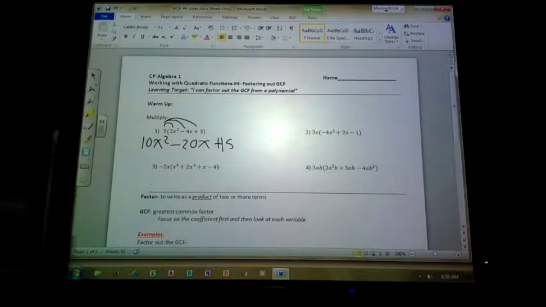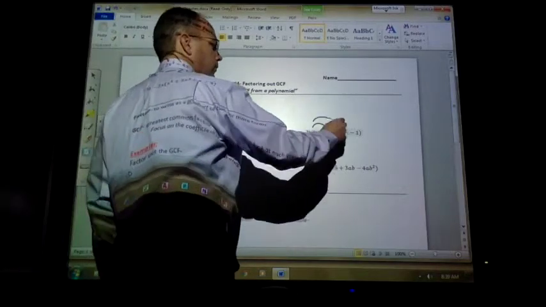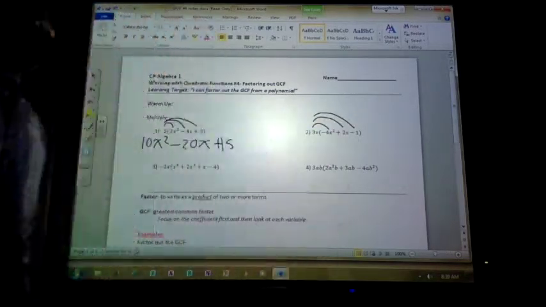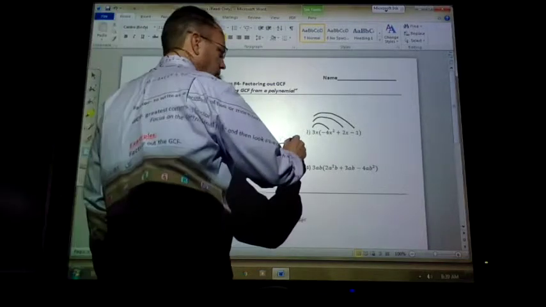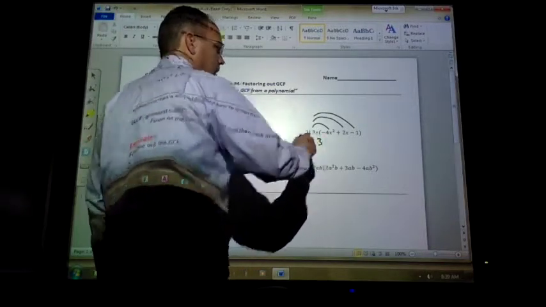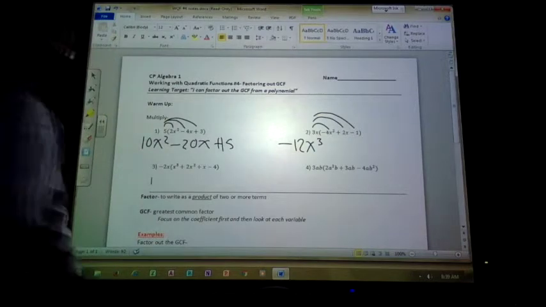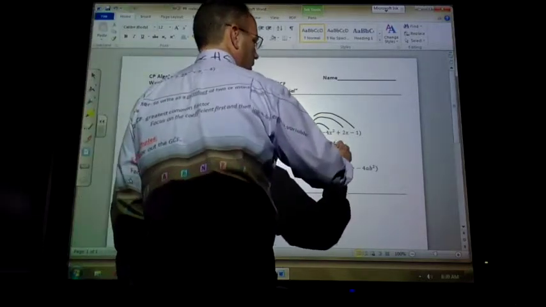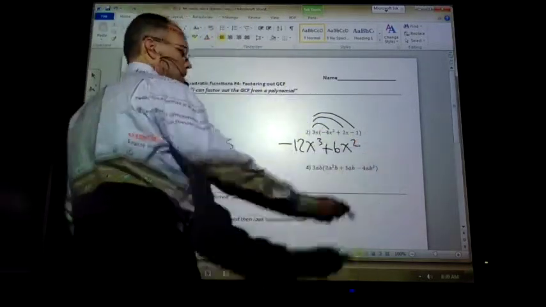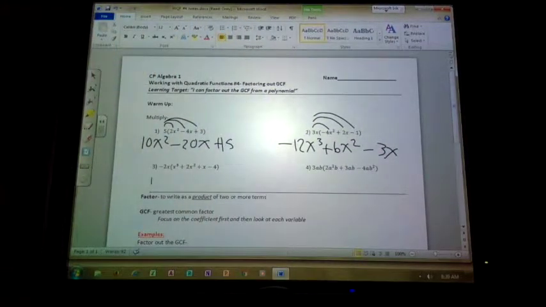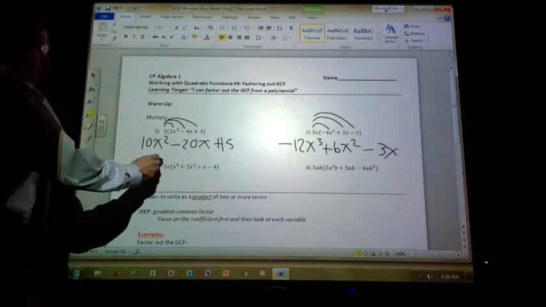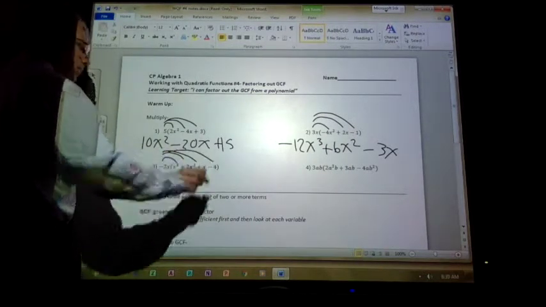Sophia, help me on the second one. Negative 12x to the third. Good. Plus 6x squared. I like it. Negative 3x. I love it. Okay. Kieran, you ready? What do you got?